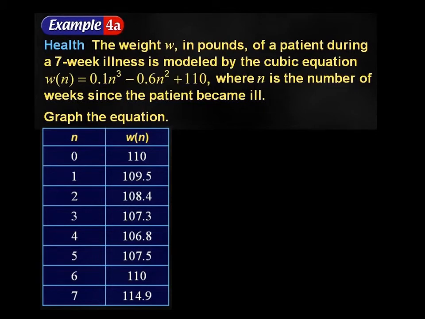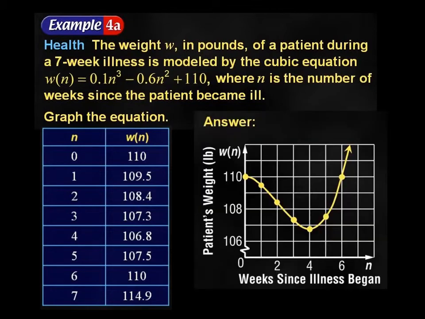The weight W in pounds of a patient during a 7-week illness is modeled by the cubic equation given, where n is the number of weeks since the patient became ill. These were large numbers, so I didn't make you wait for me to calculate them using the calculator. I just gave you the table. And you can see on the graph they admitted that they did the 1, 2, skip a few, and they have a little interruption here, which is fine because they admitted it. And they plotted the points, and their weight is going back up.